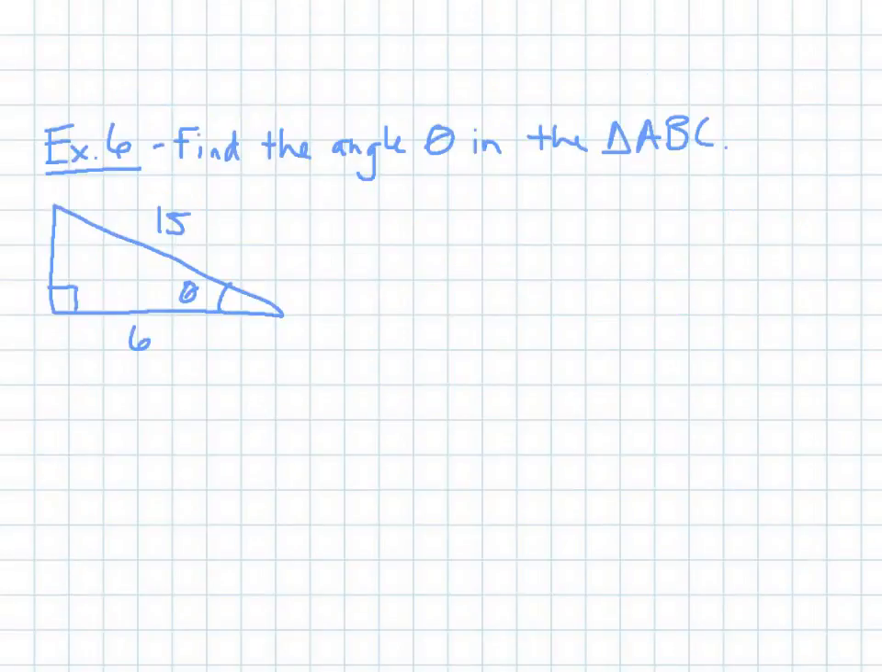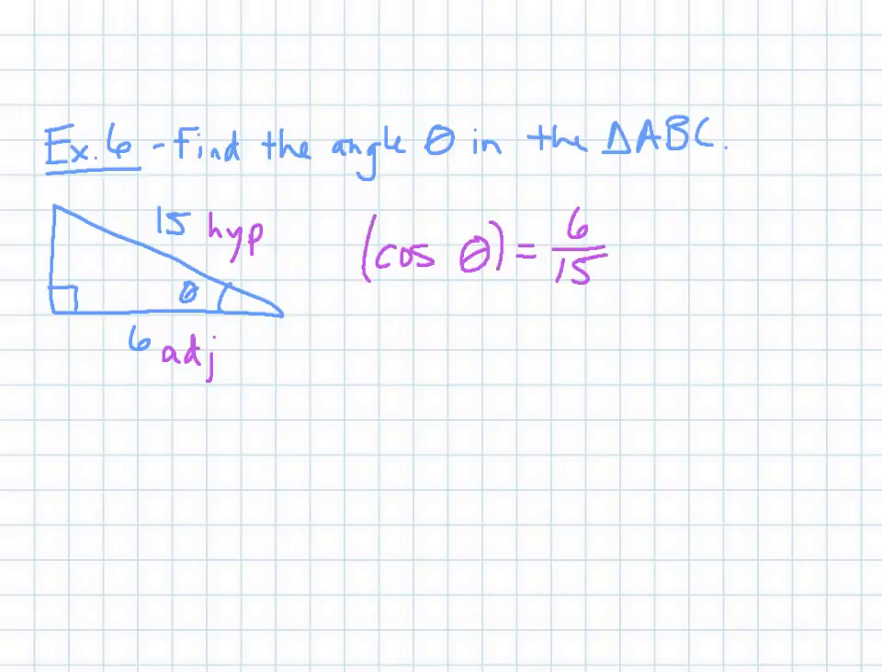So then for the last example here, we want to find the angle theta in the triangle ABC. If I want to find this angle, I need to use the correct trig function. I have the adjacent side and the hypotenuse of this angle, so that means I need to use cosine. Adjacent over hypotenuse gives me 6/15. To find the angle, I would want to use the inverse cosine, kind of like taking the inverse of both sides.